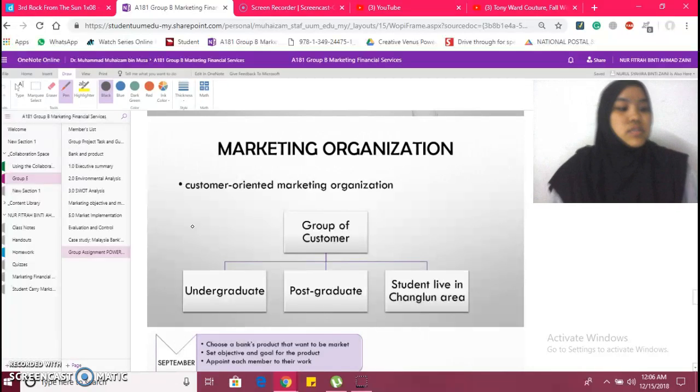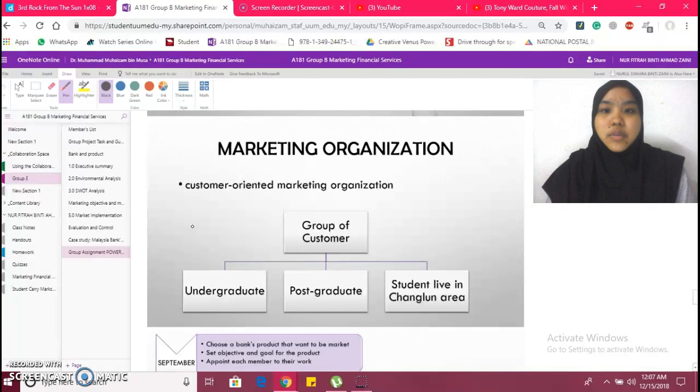Customer-oriented marketing organization structure is more concentrated on the type of customer we target, and it also helps us to differentiate the group of customers into different classes or categories. This also helps us to give full attention to each type of customer without any bias. And it's easy for us to explain the product to the customer because each customer has different needs, so it's easier when we follow the customer-oriented marketing organization.